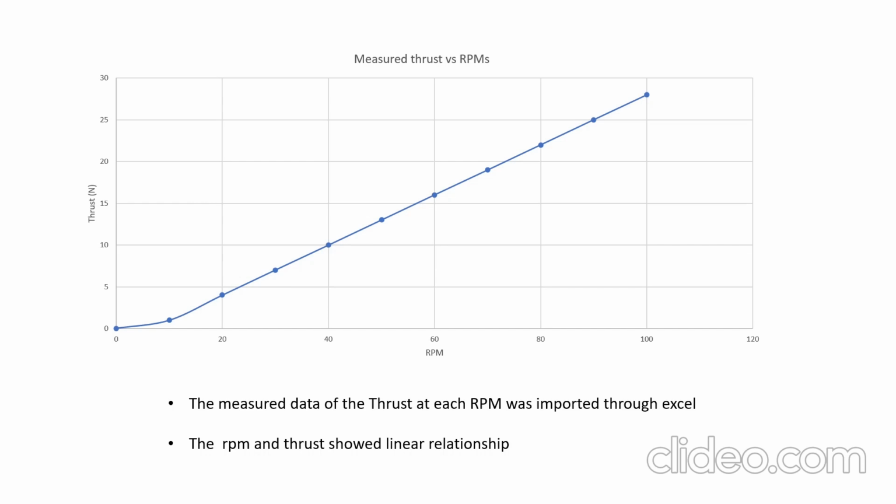By measuring each thrust at corresponding RPMs, from 0 to 100, they are measured and imported through the axle, which can be seen on this diagram, and as can be seen, the thrust and RPM show a fairly good linear relationship.